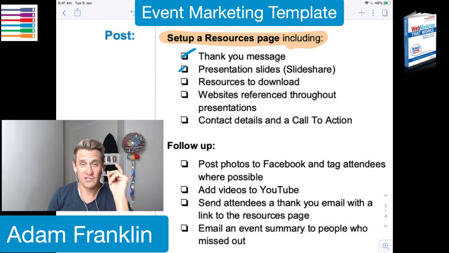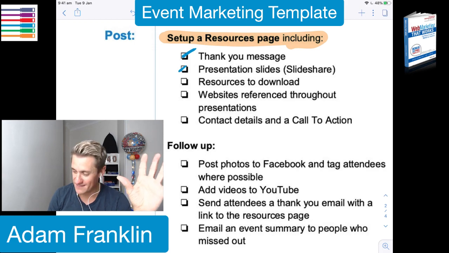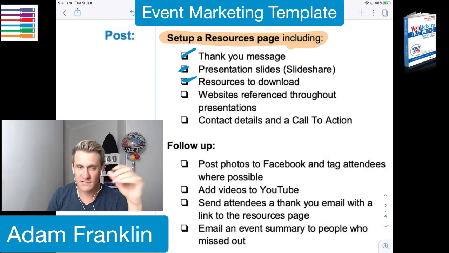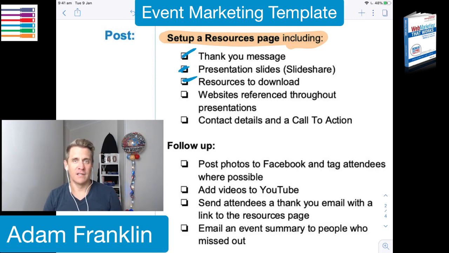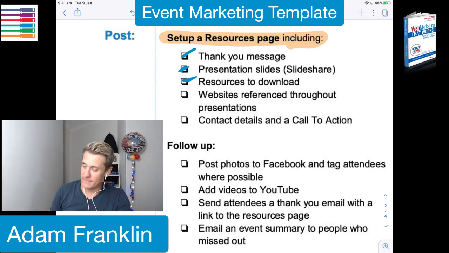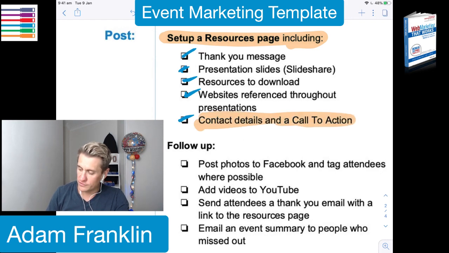I normally upload my slides to SlideShare and make them available to attendees. I have a resources to download section, so I might have talked about certain tools like say Ecamm Live, which is what I'm recording this on. So I'd have a link to Ecamm. I might have talked about my Logitech webcam, so I'd have a link to order one of those, or a link to resources or books or whatever else I've talked about on the event. Make it easy for the attendees to reference that. So the websites I've referenced, and most importantly, have your contact details and a call to action so that people know how to get in touch with you and what the next step is.